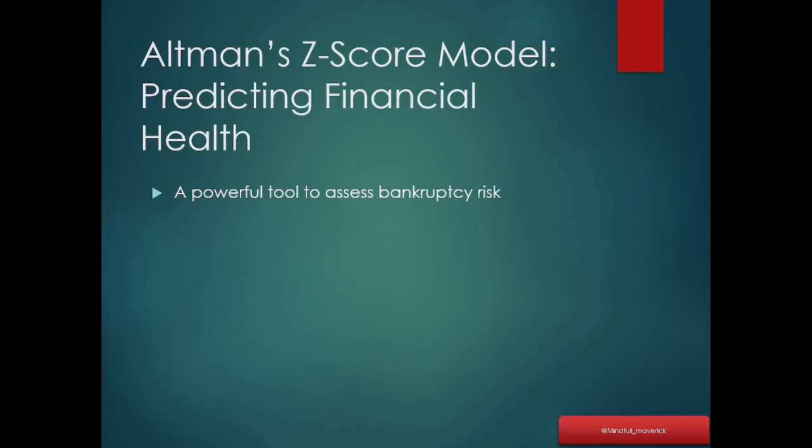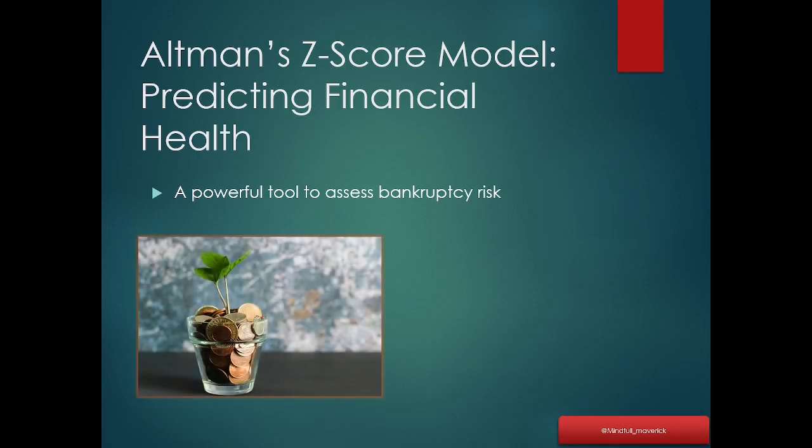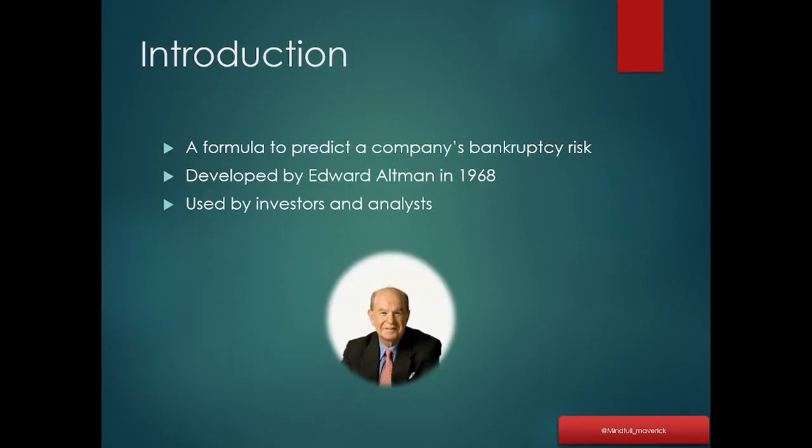So today we are going to learn about the Altman Z score model, a model to predict the financial health of a company, or you can say a model to assess the bankruptcy risk of a firm. So चलिए शुरुआत करते हैं। There was a finance professor, Edward Altman. Edward Altman created this model in 1968.